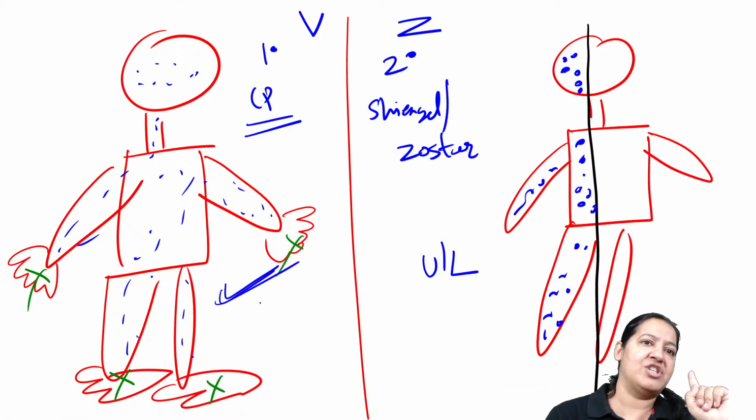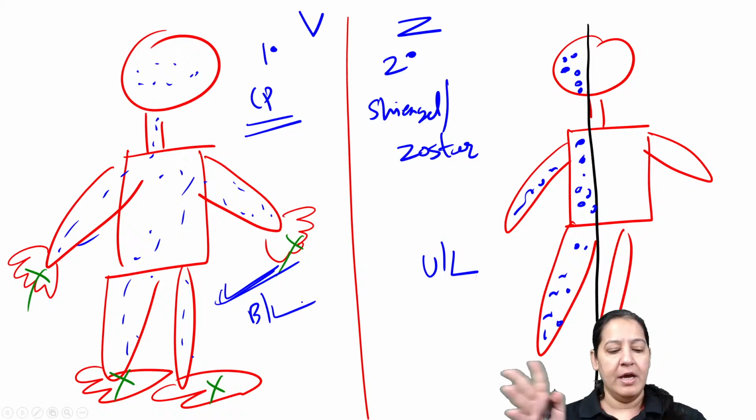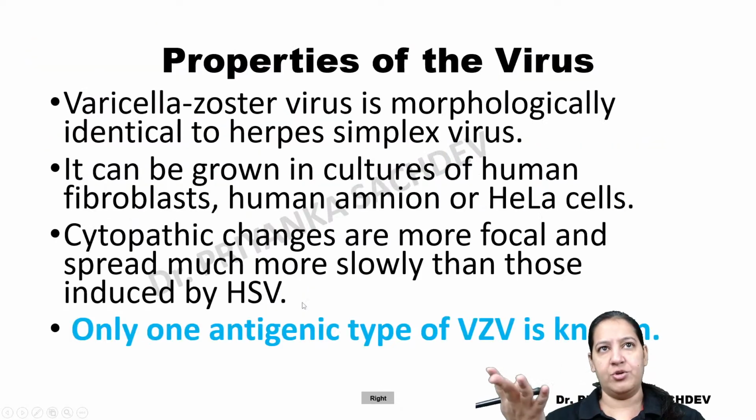But here in chickenpox, the rash is bilateral. It is on both sides. I tried my best in the diagram. So these are the two diagrams, the same diagrams I will show you here also.